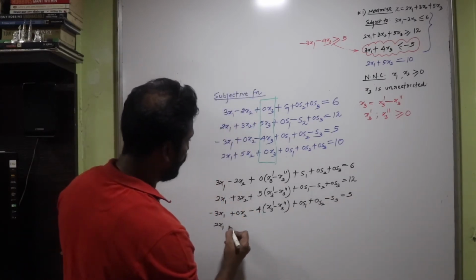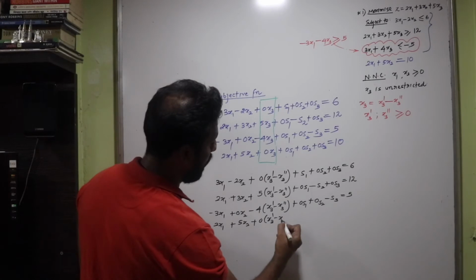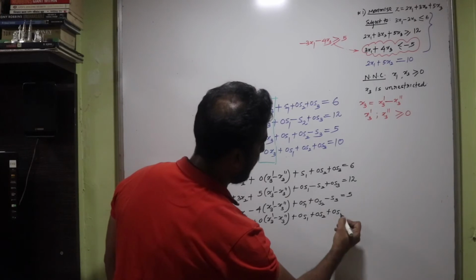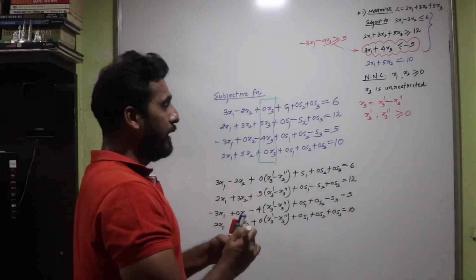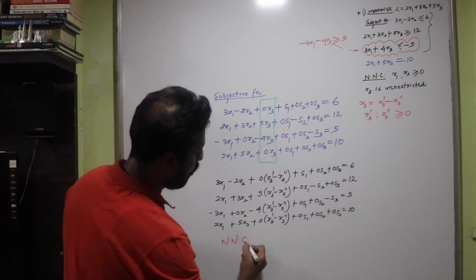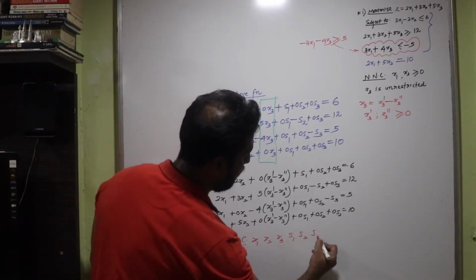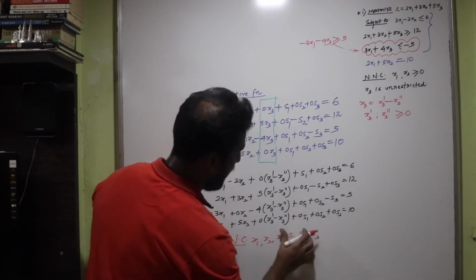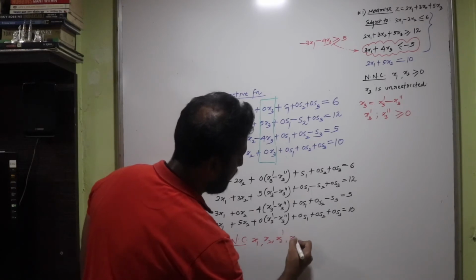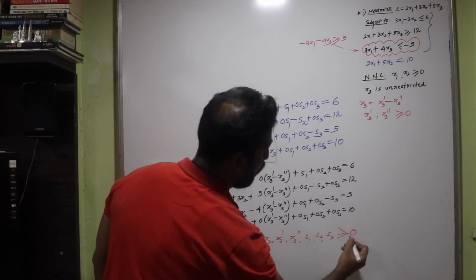And the final one was 2x1 plus 5x2 plus 0 x31 minus x32 plus 0s1, 0s2 and 0s3 equal to 10. And finally, you should add your non-negativity constraints. So the non-negativity constraints are x1, x2, x3, s1, s2 and s3. And x3 has been transformed into what? x31 and x32, and then s1, s2 and s3, they are all greater than or equal to 0.